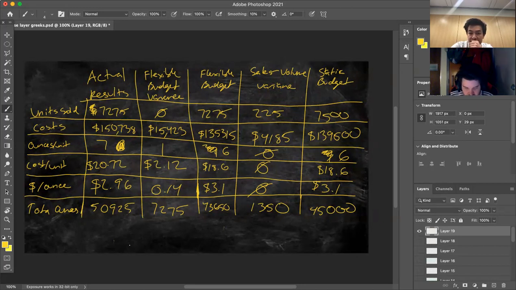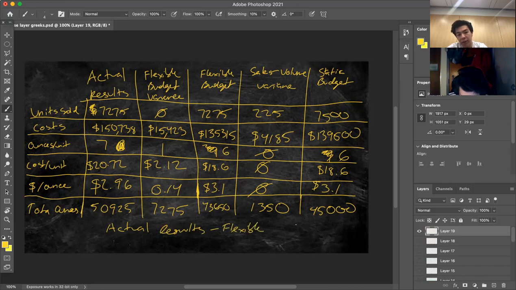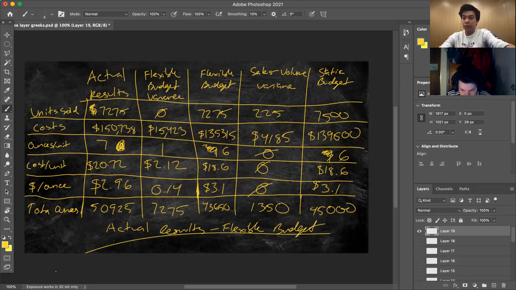You said those are the three you should do first, right? So flexible budget variance is going to be actual results minus flexible budget. Oh, minus the flex, not the flexible budget variance. Okay, so 150,738 minus 135,315. So is that 15,423? Yep. And is that favorable or unfavorable?